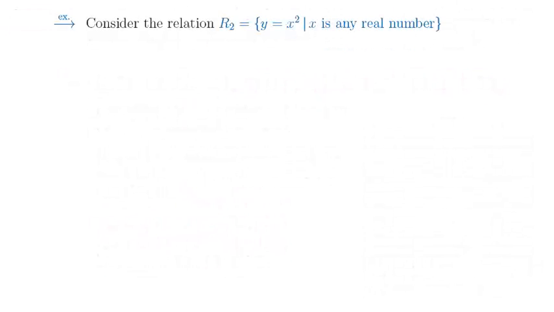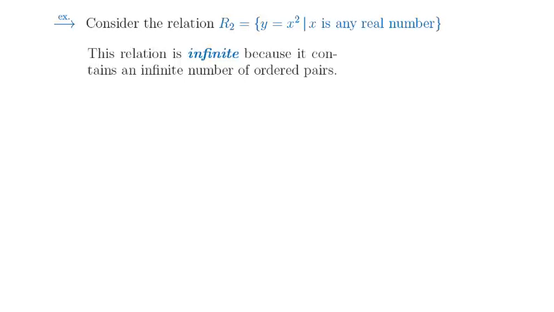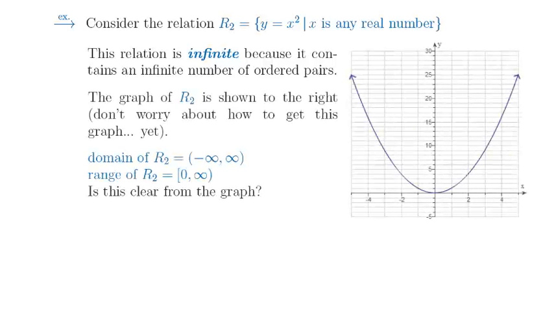Let's take a look at a different example. Consider the relation that's defined by the set of all y equal to x squared, such that x is any real number. This relation is infinite because it contains an infinite number of ordered pairs. The graph would look as follows. Don't worry about how to get the graph of this relation yet. We'll discuss that in a later topic.